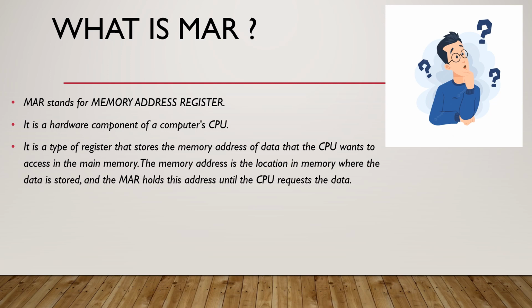The CPU sends the address to the MAR, which then sends the address to the memory controller. Now the memory controller uses the address to locate the data in the memory and then sends the data to the CPU. The size of the MAR is determined by the architecture of the CPU. For example, in a 32-bit CPU, the MAR will be 32 bits wide, which means it can address up to 4 GB of the memory.